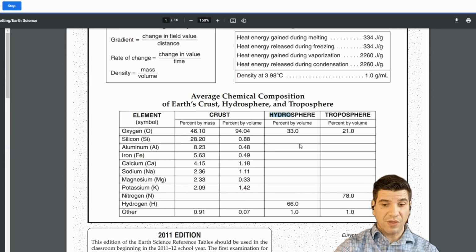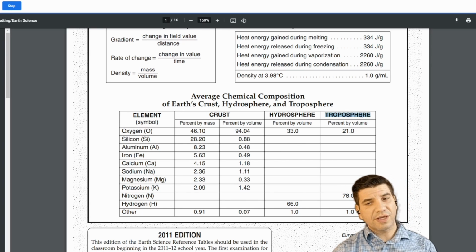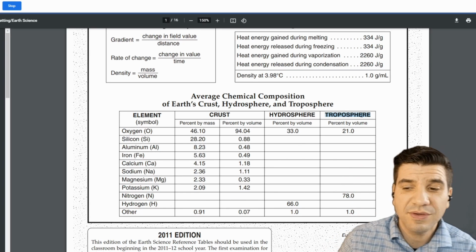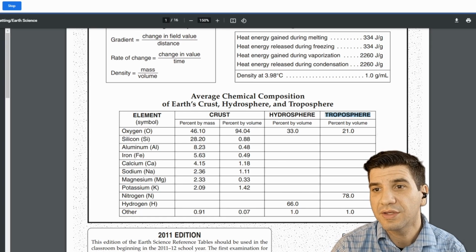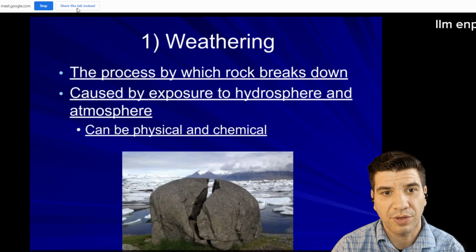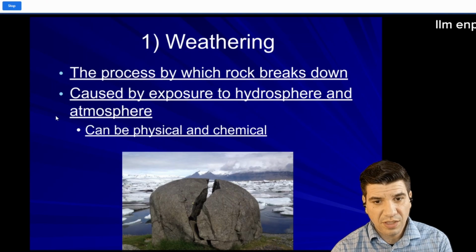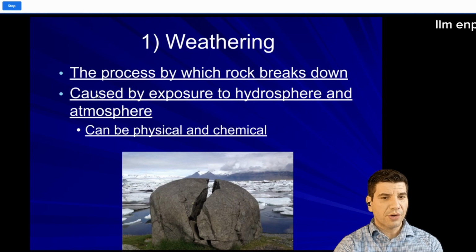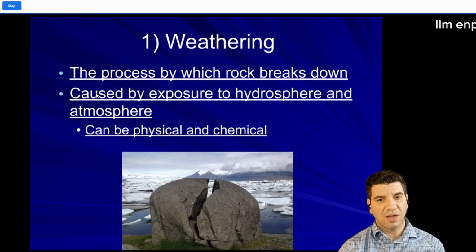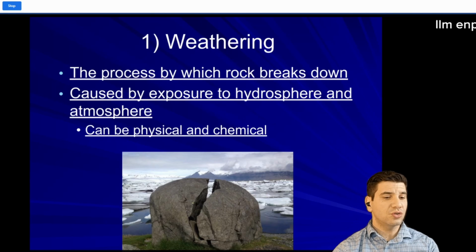If you think about it, the formula for water is H2O, right? Look at the ratio here. You've got 2 parts hydrogen, 1 part oxygen, H2O. That's water. And then over here it says troposphere. We haven't gone over the layers of the atmosphere yet, but the troposphere is the bottommost layer. So yes, water and air. That's what causes weathering.